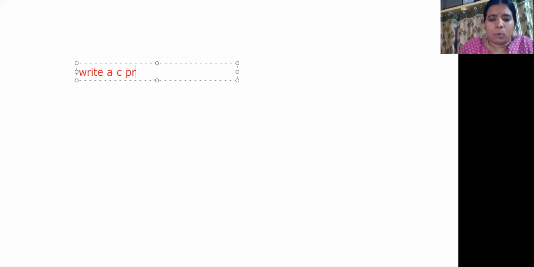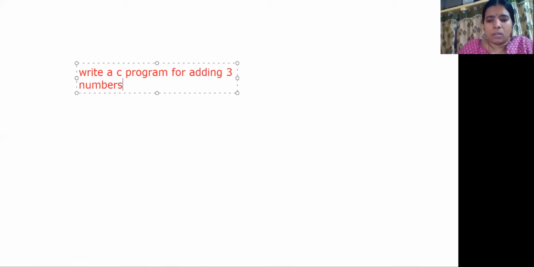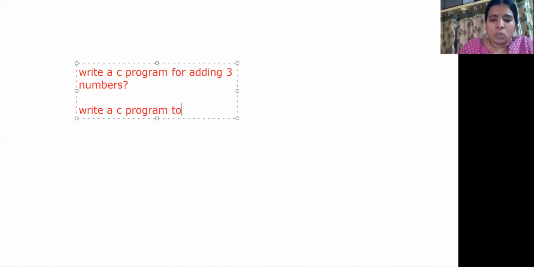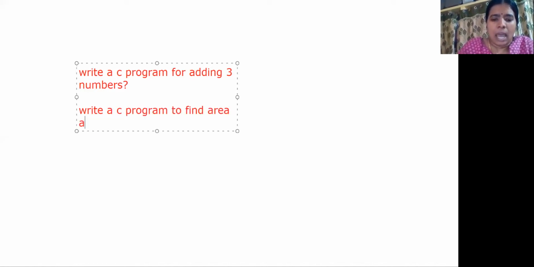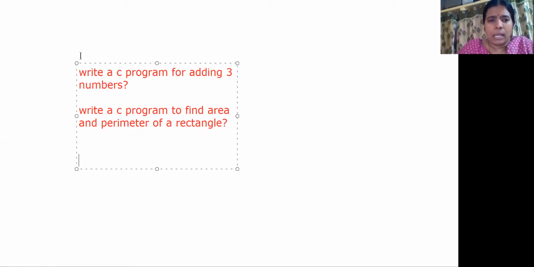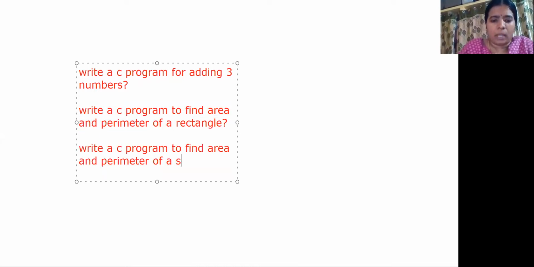You got to write a C program for adding 3 numbers. Okay, next one. Take this and write it. Try to develop your own codes and run it. Write a C program to find area and perimeter of a circle. Okay, circle, I did it right. Of a rectangle. Okay, next. Write a C program to find area and perimeter of a square.